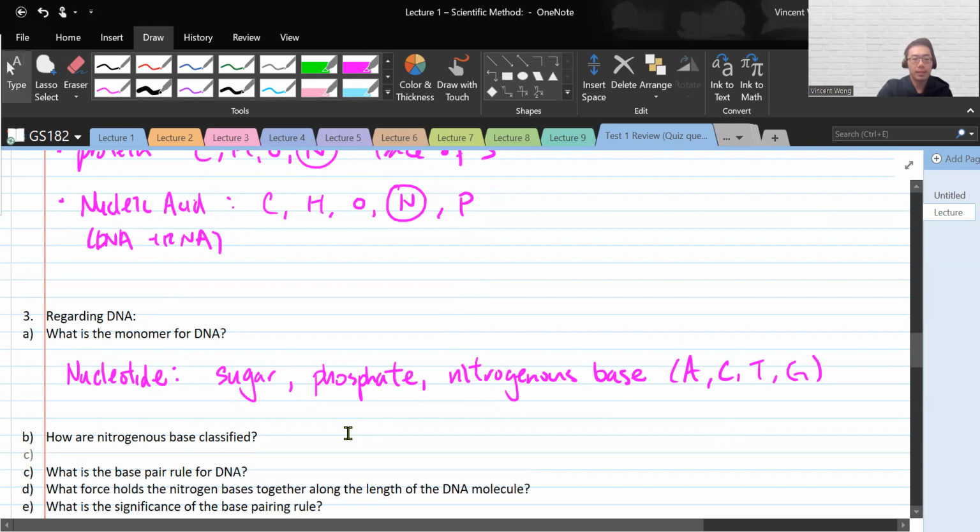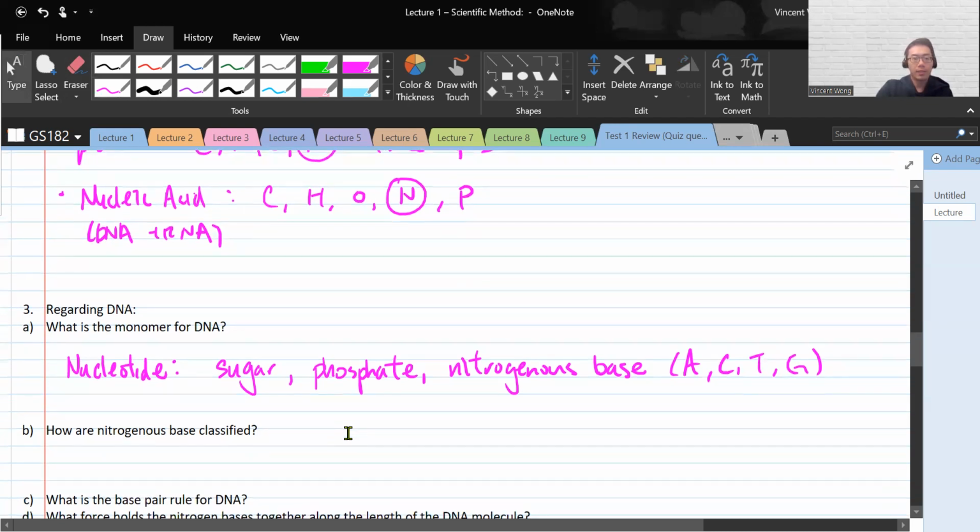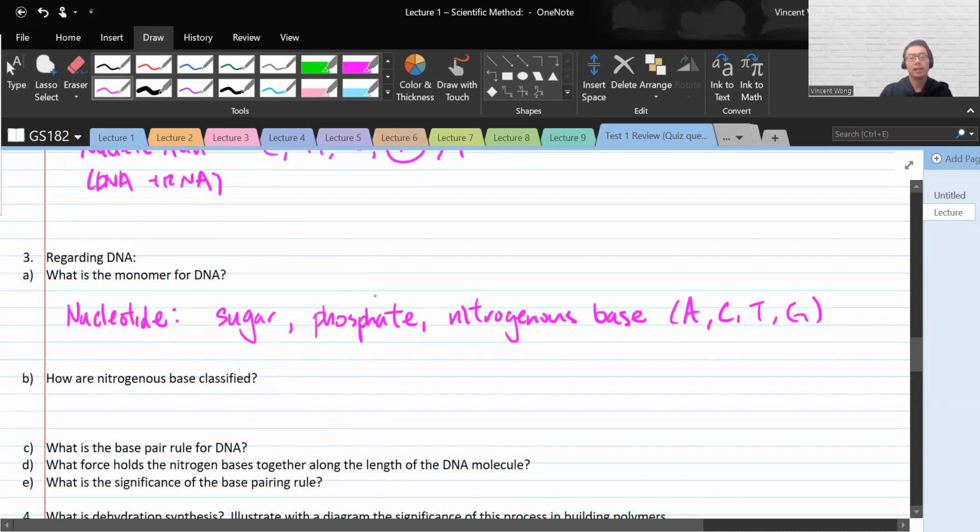Okay, so that's a nucleotide. And when you join many nucleotides together, you end up getting the DNA, right?